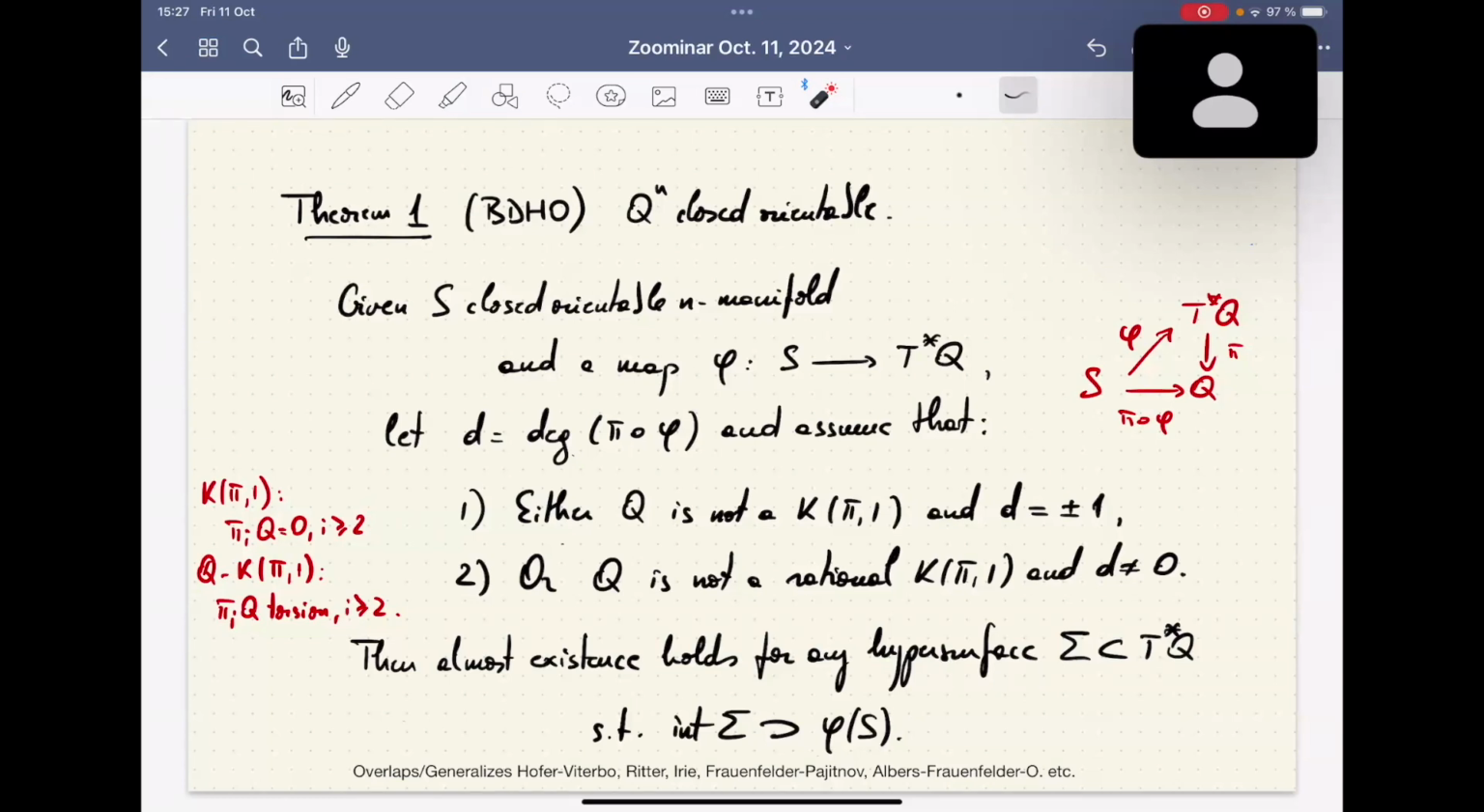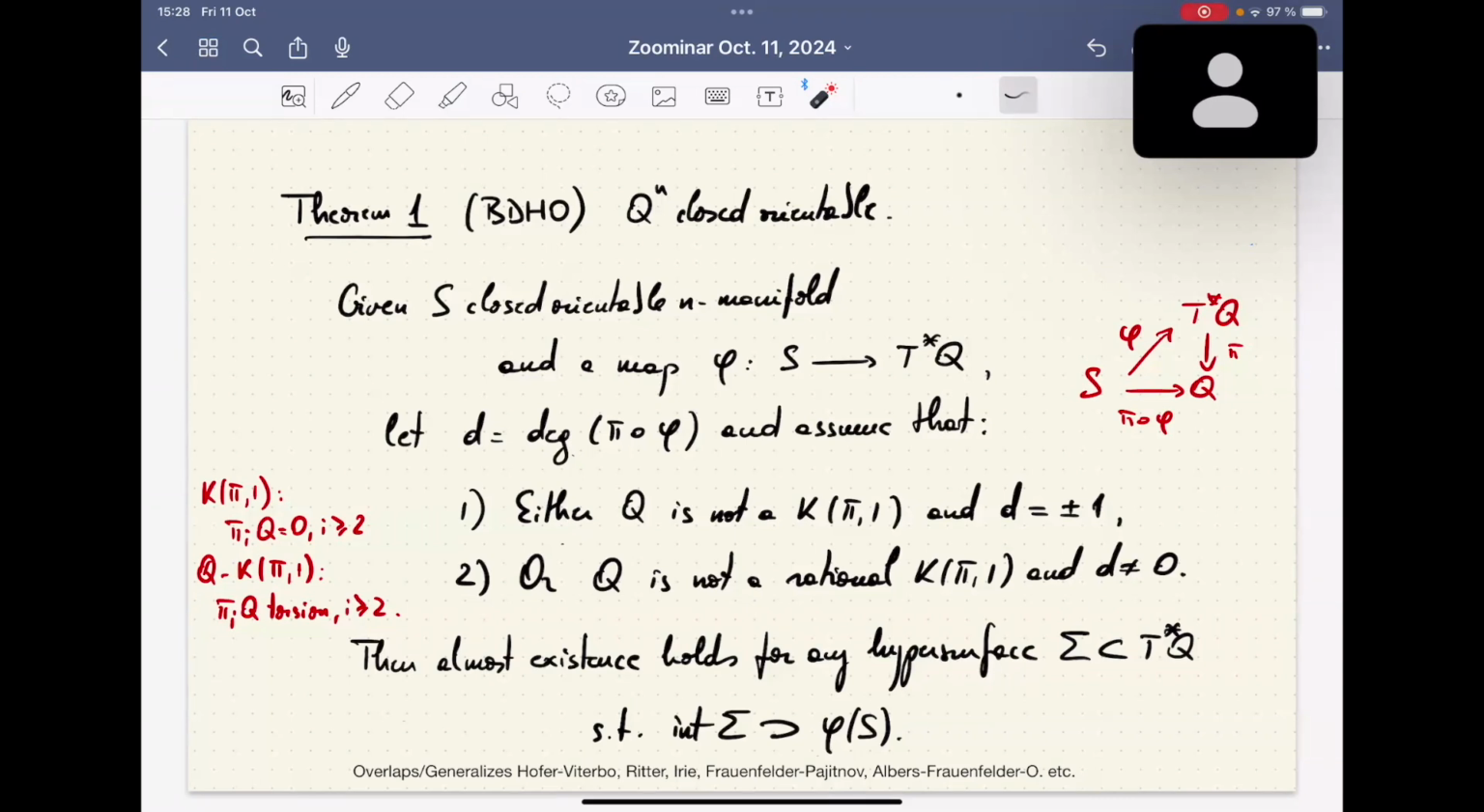And now I place myself in the following situation. I take some different closed n-manifold and a map that sends it inside the cotangent bundle. And I will look at hypersurfaces that enclose the image of such a map. This is the condition that I wrote on the bottom. Let me denote D the degree of the projection composed with this map. So I have a map from my reference n-manifold to Q.